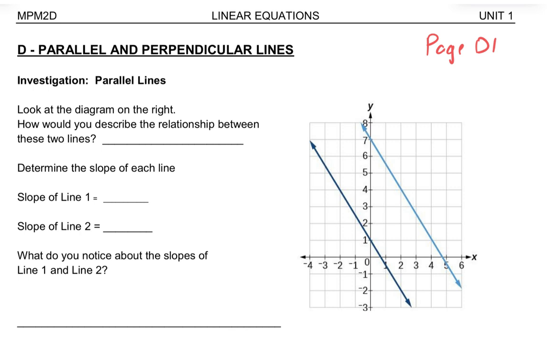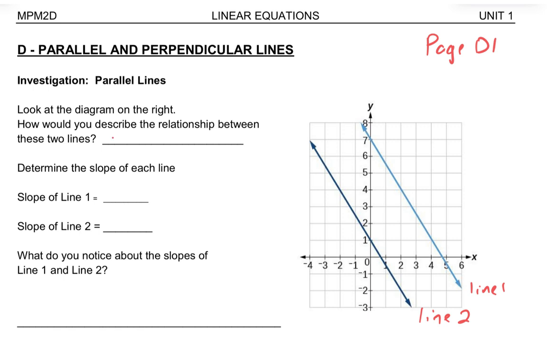This investigation is about parallel lines. They ask us to look at the diagram on the right. In this diagram, there are two lines. Let's label these line 1 and line 2. How would you describe the relationship between these two lines?